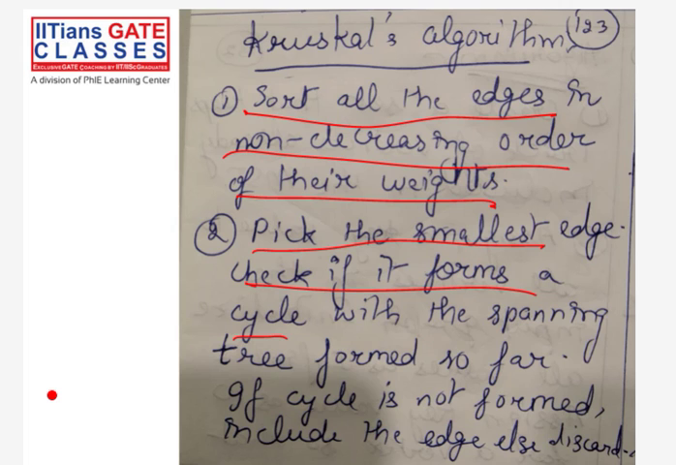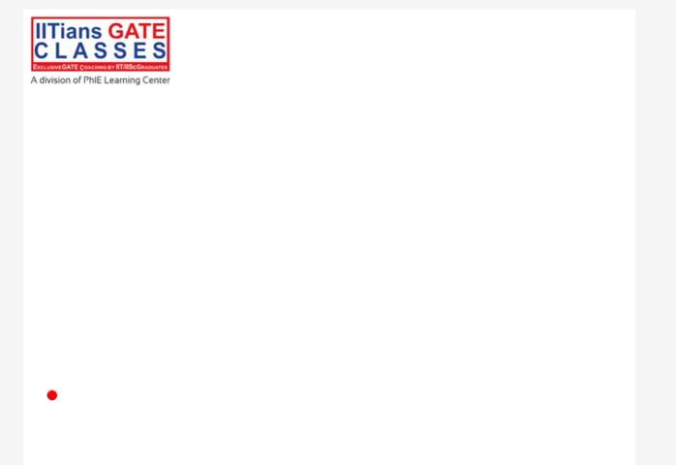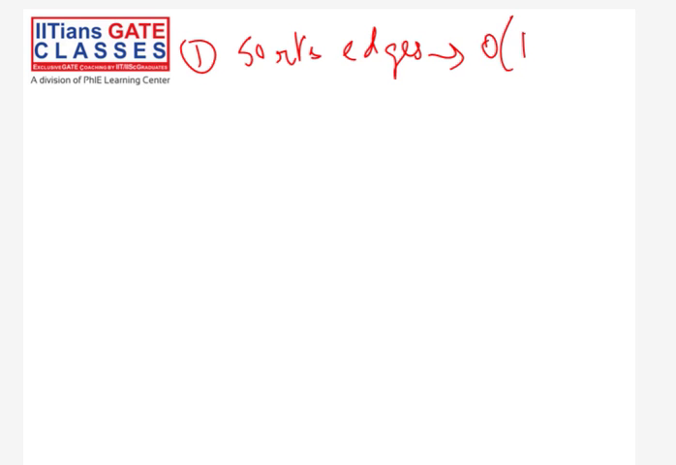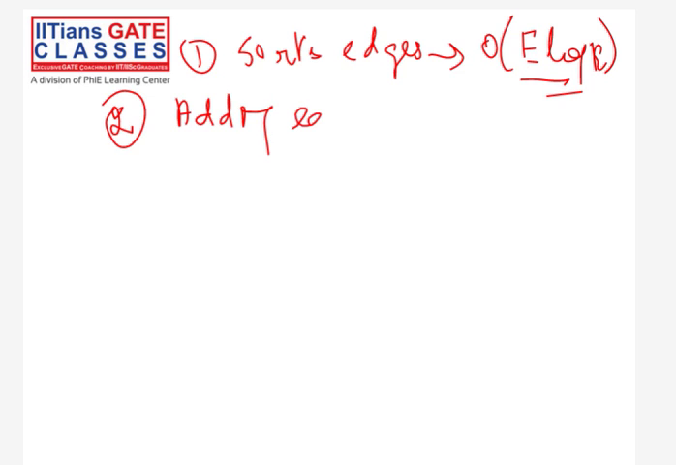Yeah, adding the vertices. See, I'll tell you the time complexity. There are two aspects of the time complexity. First is sort edges. When you sort edges, and if there are E edges, that will take order E log E time, correct? Now the second aspect is when you're adding an edge to the current MST, you're checking for a cycle, right?